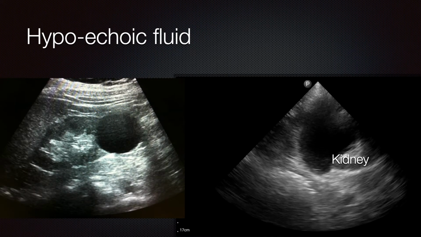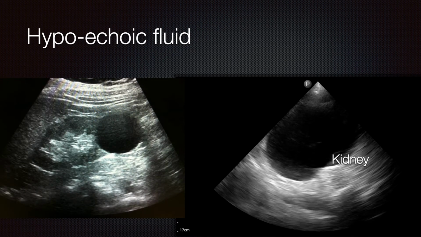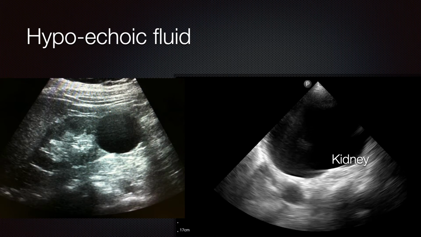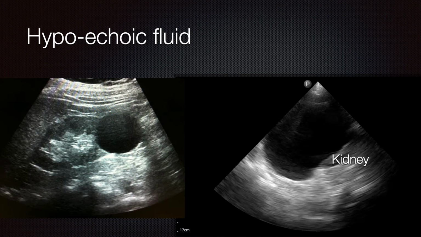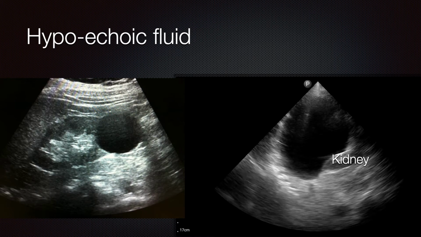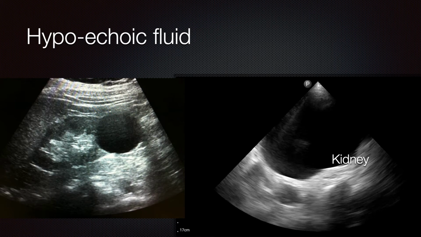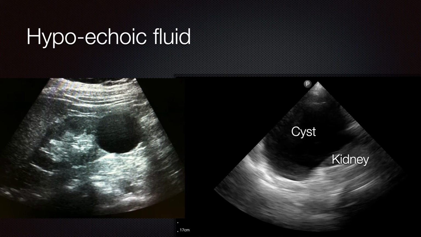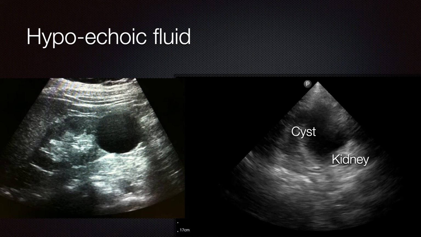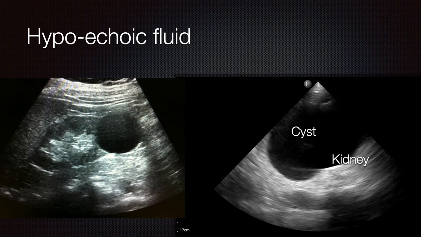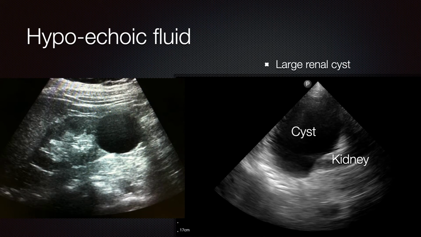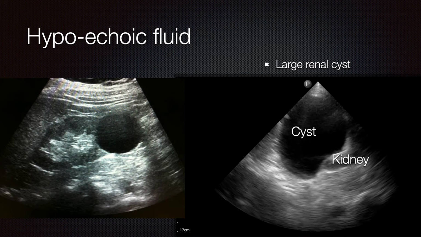Here's an example of some hypoechoic fluid in the lower pole of the kidney. Here's a very large collection of hypoechoic fluid, anechoic fluid actually, in the upper pole of the kidney. The kidney is down here. These are examples of renal cysts. This one here on the right is a very large renal cyst. It's almost replacing the kidney.